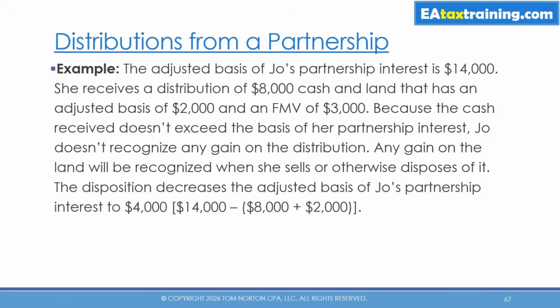The distribution decreases the adjusted basis of Joe's partnership interest to $4,000. So it was $14,000, but she got $8,000 of cash. She got $2,000 of land. So now her outside basis is $4,000.